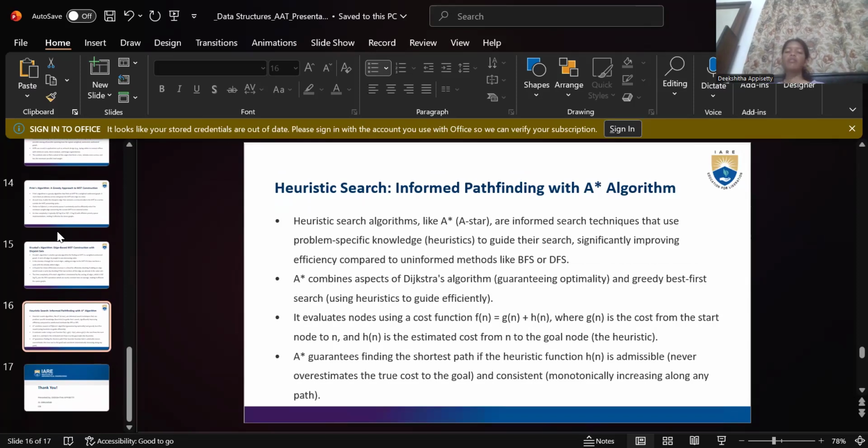A* combines aspects of Dijkstra's algorithm and greedy best first search. It evaluates nodes using the cost function f(n) = g(n) + h(n), where g(n) is the cost from the start node to n, and h(n) is the estimated cost from n to the goal node. It guarantees finding the shortest path if the heuristic function h(n) is admissible, never overestimating the true cost to the goal, and consistent. Thank you.